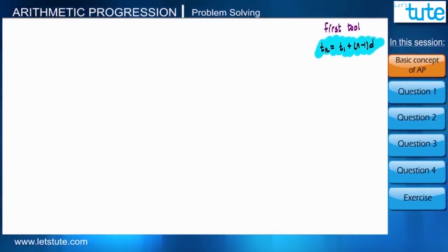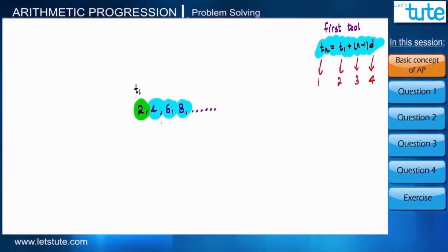If we notice here, there are a total of 4 parameters: T1, N, D and Tn. For understanding this, let us consider a sequence. The sequence is 2, 4, 6, 8 and so on. Here we can notice the sequence starts with 2, so this is our first term. So T1 is 2. And the difference between any consecutive numbers, for example between 2 and 4, 4 and 6, and 6 and 8, is 2. So the common difference D is 2.